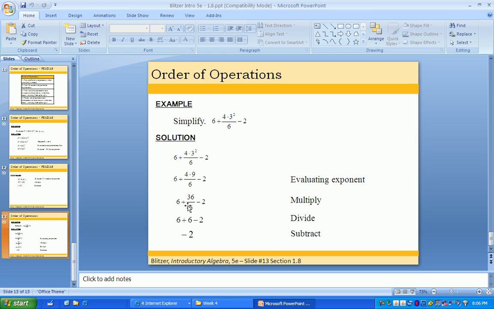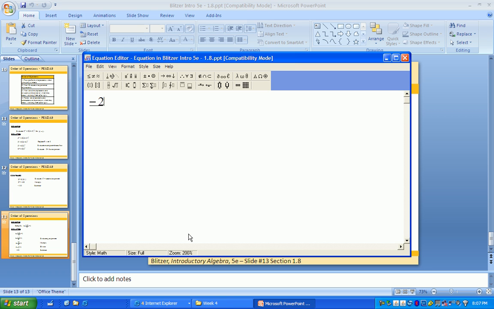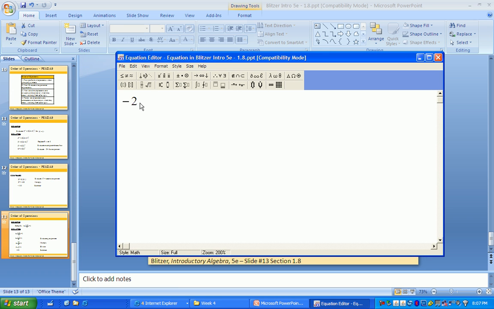Now we do the division: 6 plus 6 minus 2. And now we can do the addition and subtraction. 6 plus 6 is equal to 12 minus 2. It looks like the book might have made a little error here. We'll change that. 6 plus 6 is 12 minus 2, so this should be a 10. So we'll change that here.